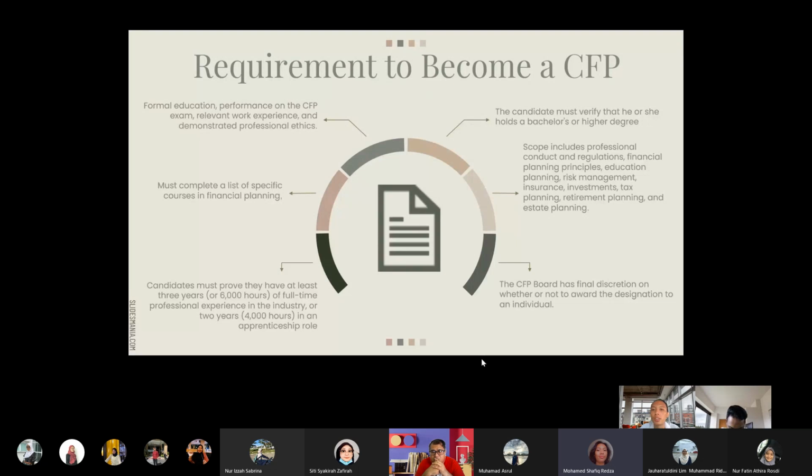So the candidate must verify that he or she holds a degree or higher, and the scope includes professional conduct and regulation, financial planning principles, education planning, risk management, insurance, investment, tax planning, retirement planning, and estate planning. The CFP Board has final discretion on whether or not to award the designation to individuals. So that's the requirement to become a CFP.